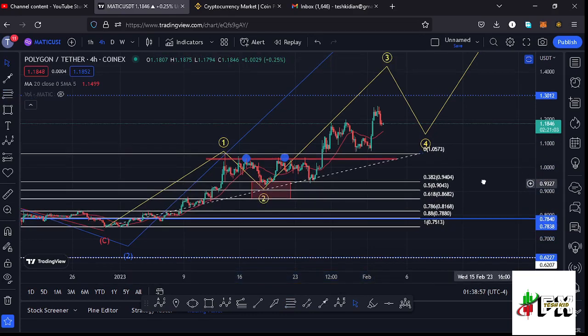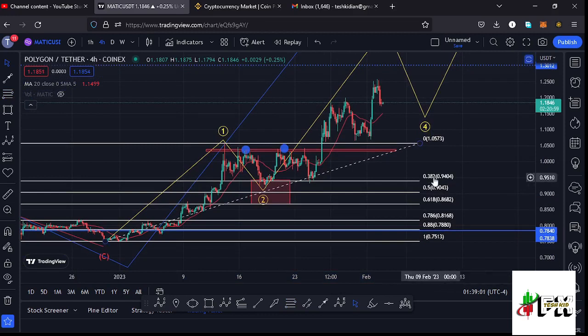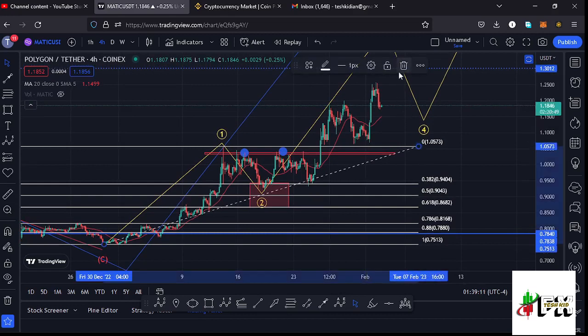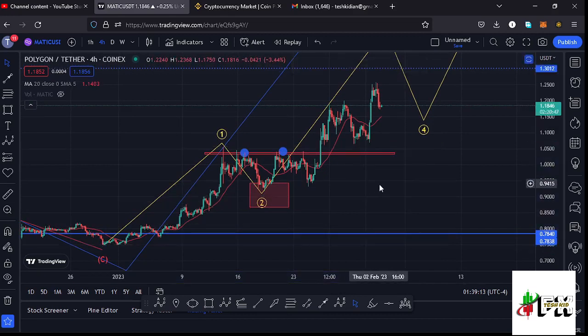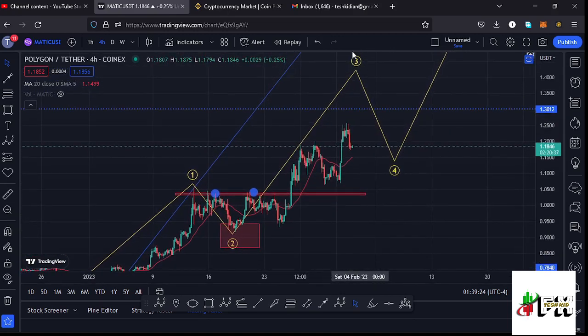That gave me a minimum target area to the lower side in the formation of that wave 2 between the fib level 0.382 and the fib level 0.618, which lies between the $0.9404 mark and the $0.8682 mark, and that is the minimum that I expected that second wave to the lower side to do. You can see we retraced back into the area between the fib level 0.382 and the fib level 0.5 before we started a very nice bounce to the upside in what I'm terming as the formation of this wave 3.